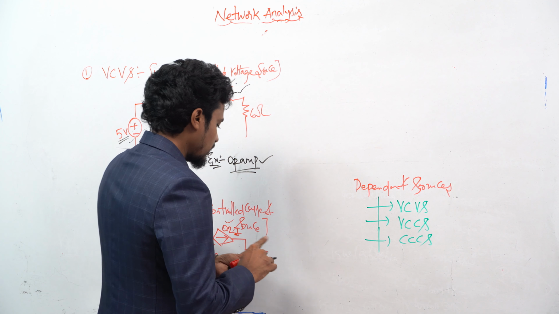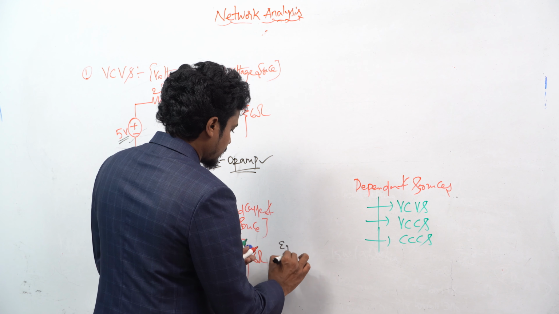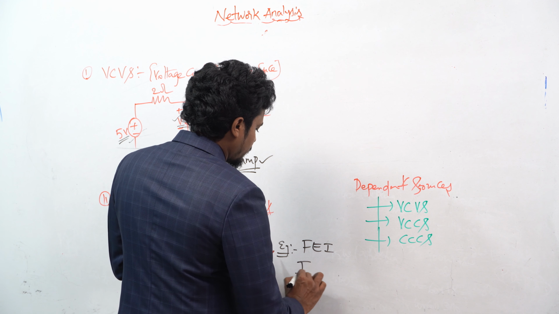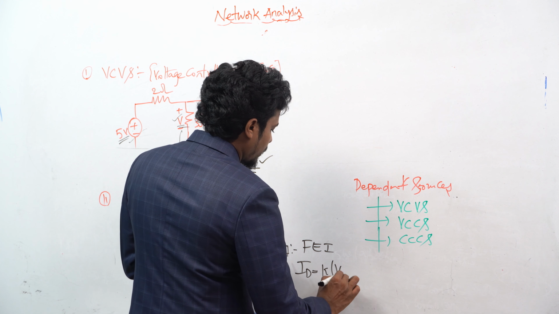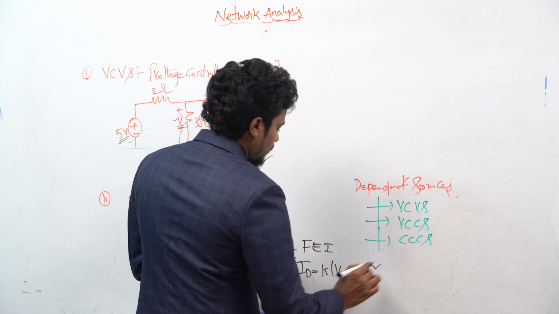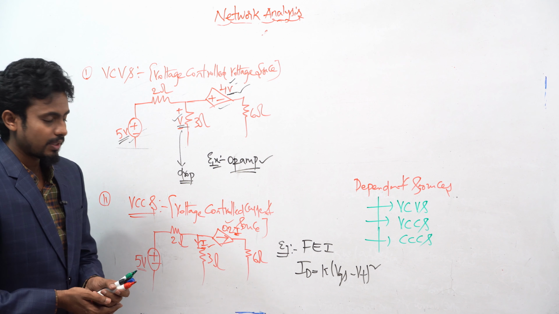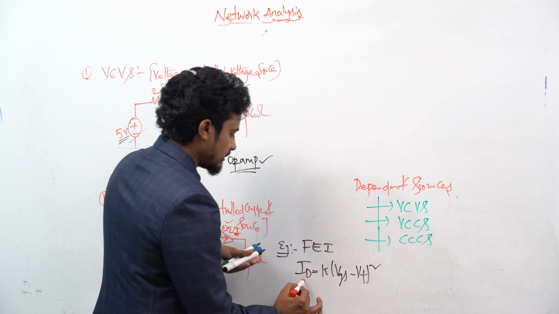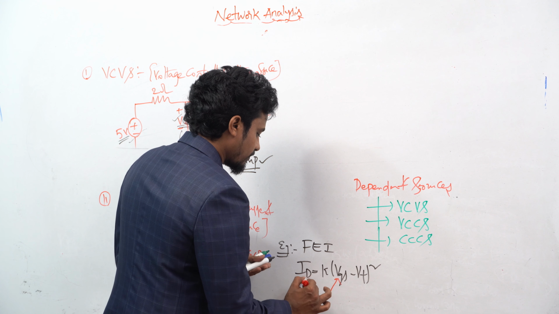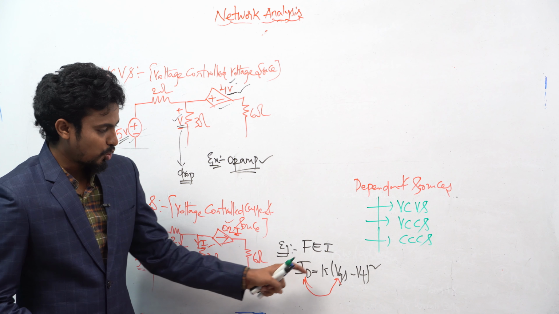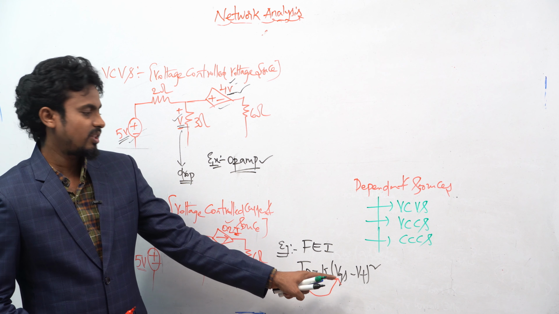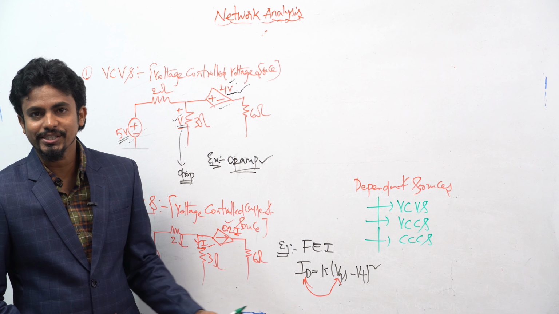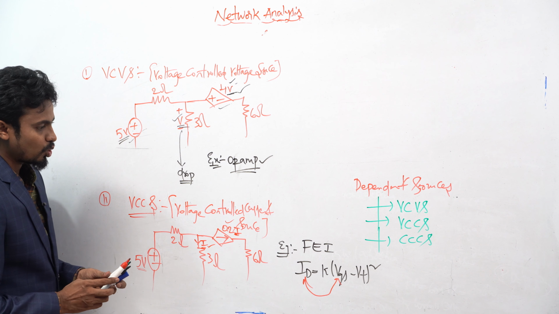So what will be the example? The perfect example is the FET. If you see the equation, ID is equal to K into (VGS minus VT) whole square. This is the drain current for the FET. Here you can observe this is the current, and it depends on this voltage V. ID is equal to K into the voltage at gate to source minus the threshold voltage, VGS minus VT whole square, right? This is our voltage controlled current source.